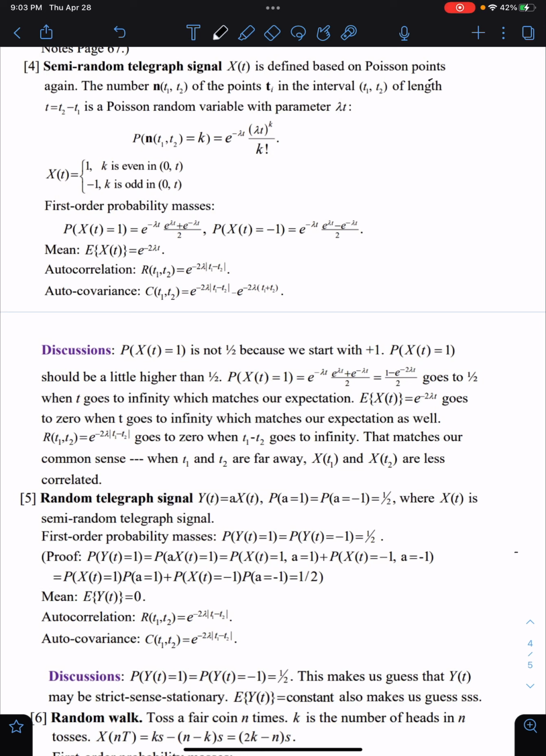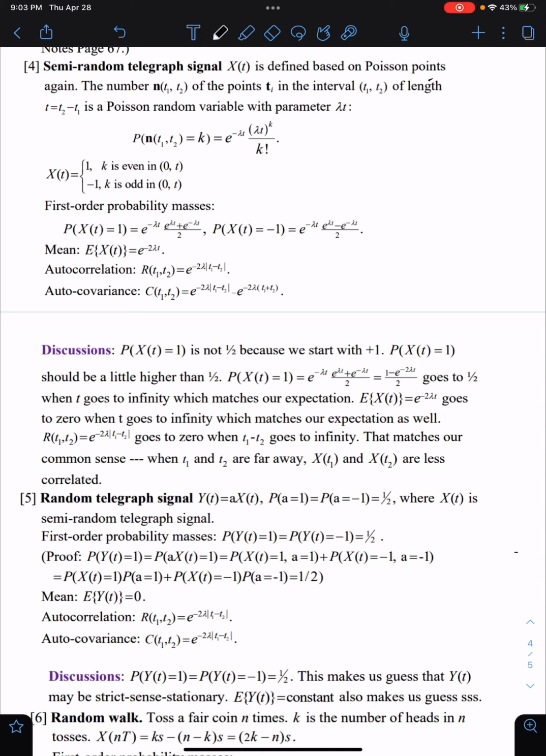So we discussed these properties a little bit, and the probability of big Xt equals 1 is not equal to 1 over 2, because we start with 1, not 0. The probability of big Xt equals 1 should be a little higher than 1 over 2, and that's why we have these expressions. And this expression goes to 1 over 2 when t goes to infinity, which matches our expectation.